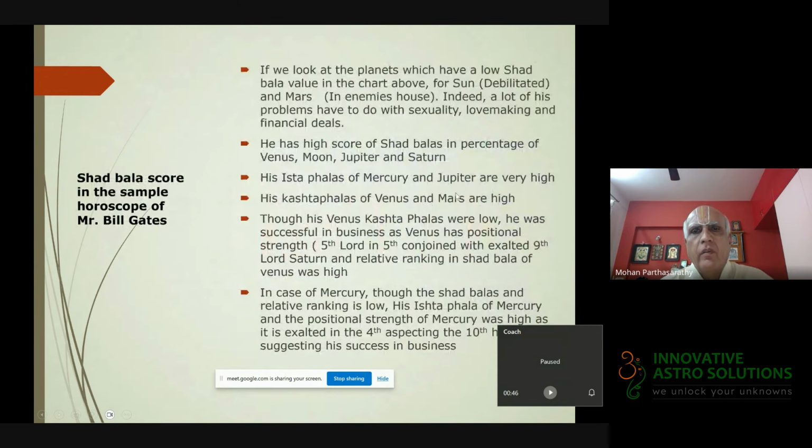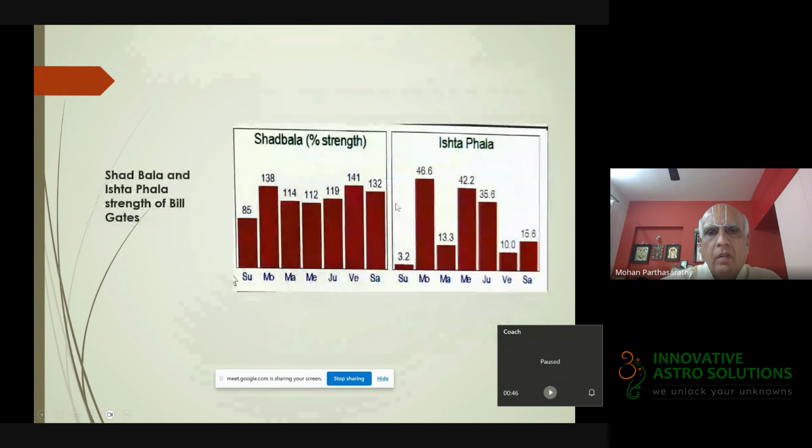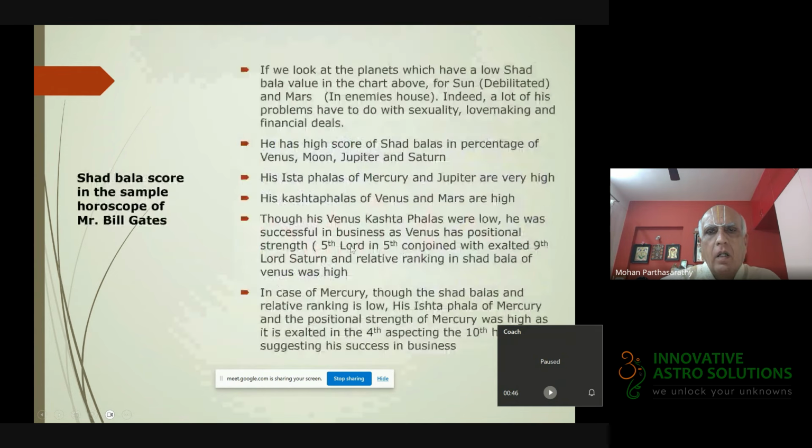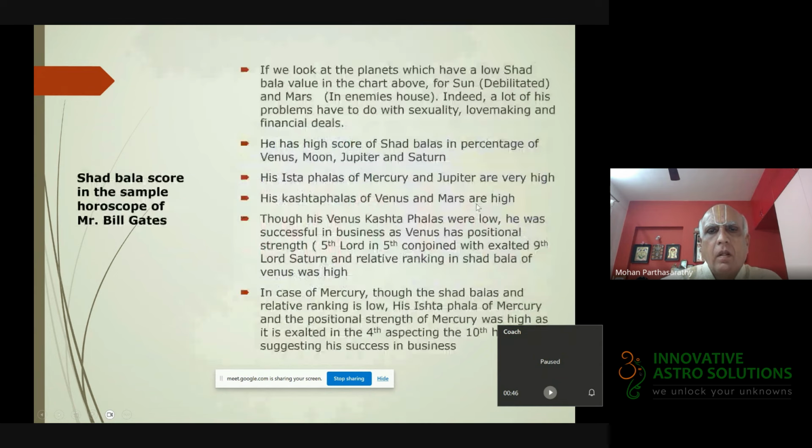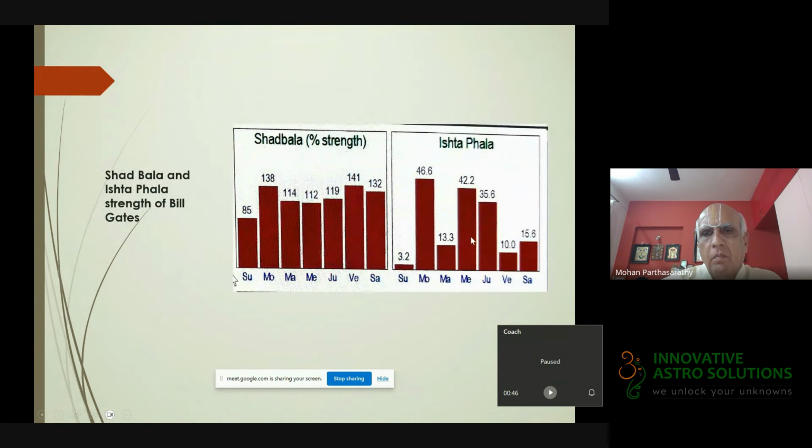Here are the high scores of Shadbala in percentage for Venus, Moon, Jupiter and Saturn. Venus is 141, Moon is 138, Saturn is 132, and Jupiter is also 119, not bad. His Ishtapalas of Mercury and Jupiter are very high. You see here in Ishtapalas, Mercury is 42.2, Jupiter is 38.6, it is third in the order.